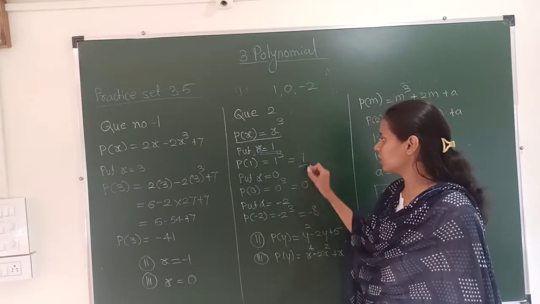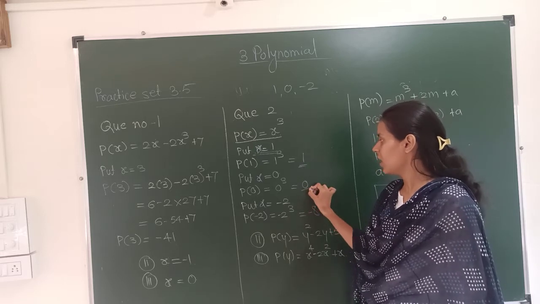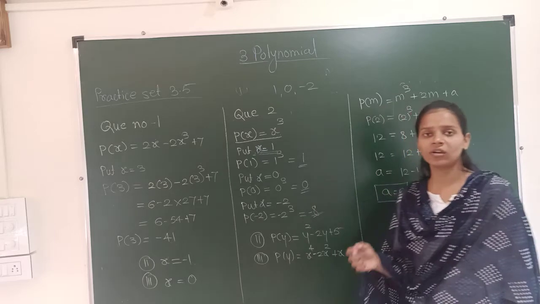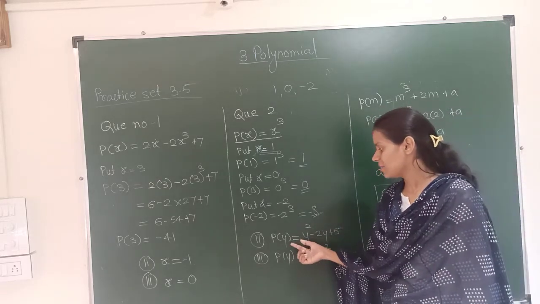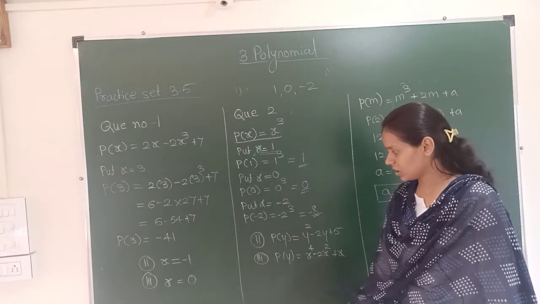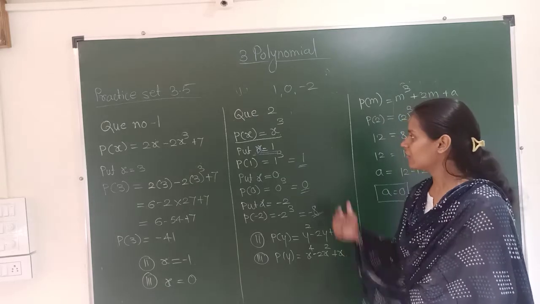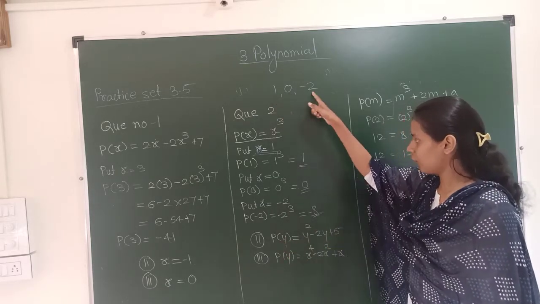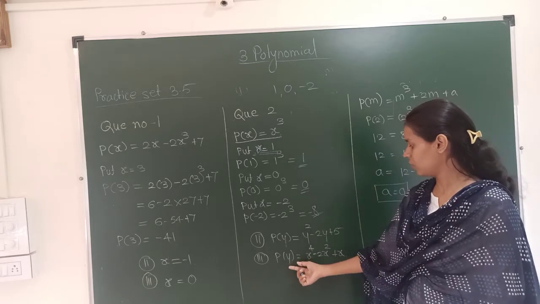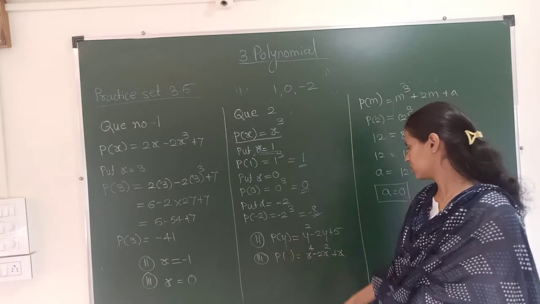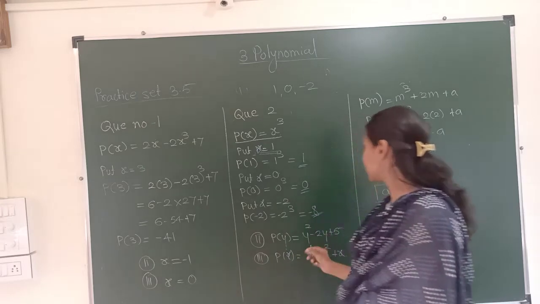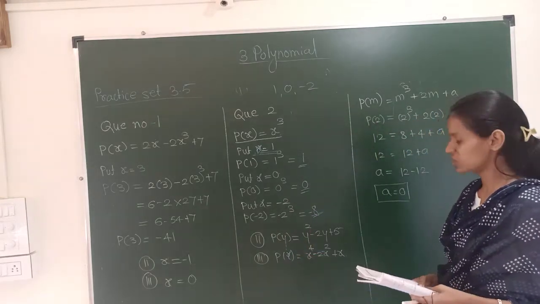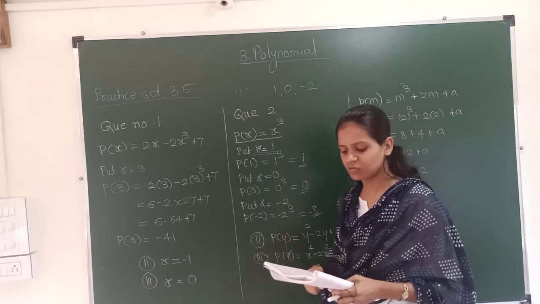When x is equal to 1, the value of p of 1 is 1, p of 0 is 0 and the value of p of minus 2 is minus 8. Okay. Now you can simultaneously solve sub question 2 and 3. You have to solve the same way: put y is equal to 1, then 0 and minus 2, and then again put x is equal to 1, 0 and minus 2. Okay, this is question number 2. Now we will move towards question number 3.